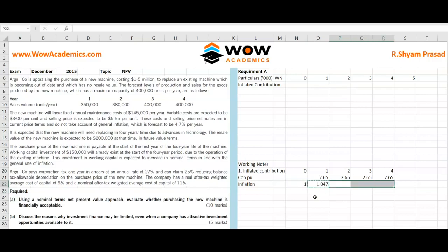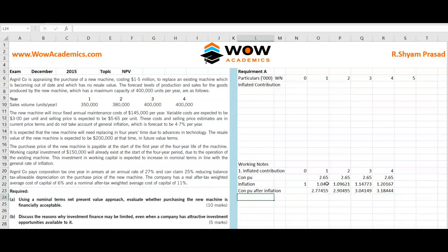With that, we can copy and paste it for the other years. So the numbers should increase like this. Once it's increasing like that, it means you are working it out in the right manner. So now we'll get the contribution per unit after inflation. We can multiply and we'll get the answer. So we got the inflated contribution per unit.